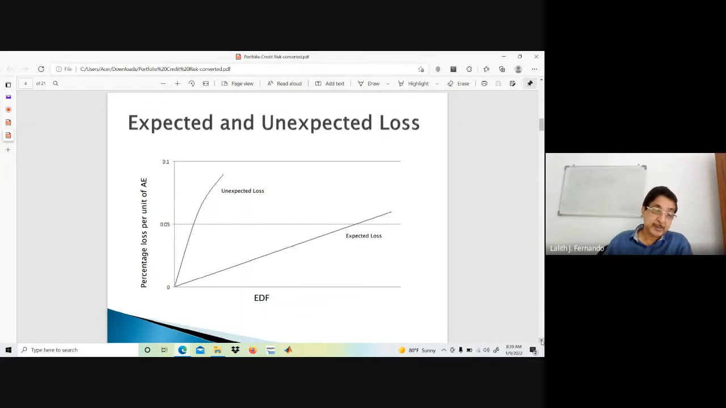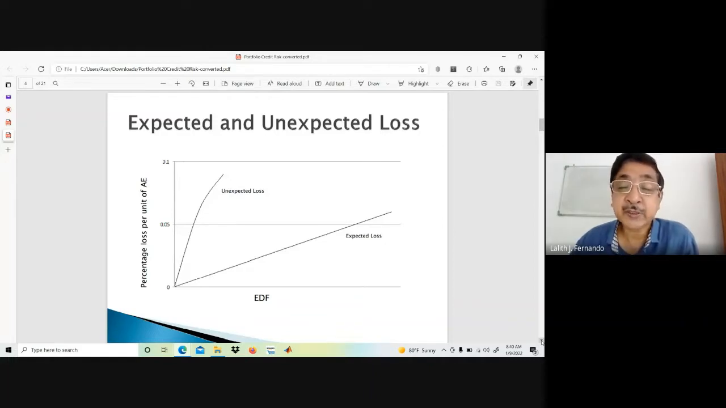Now, what does that mean? Percentage loss per unit of AE. AE is the average exposure. For one unit of average exposure, what is the percentage loss? That is what it means. So if you want to get the real loss, the percentage loss has to be multiplied with exposure. That is what it means. However, it gives a certain indication of loss.